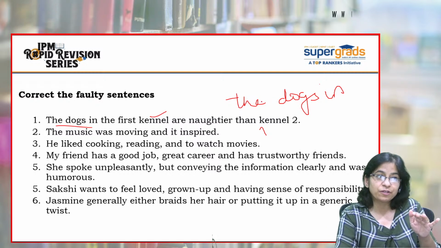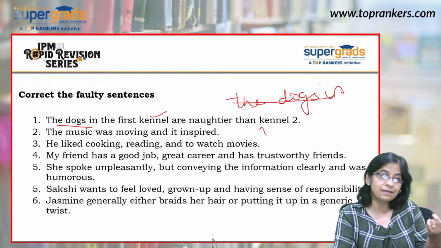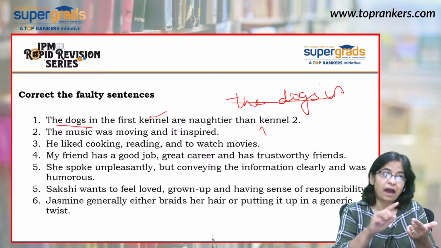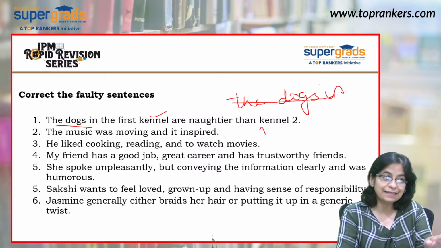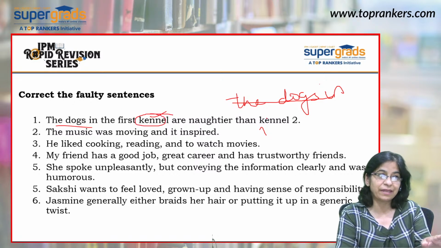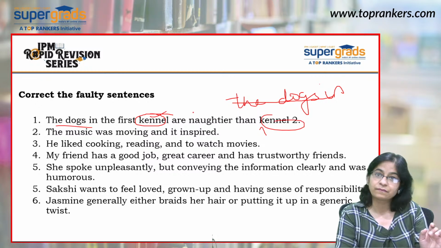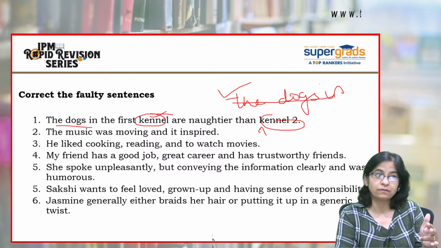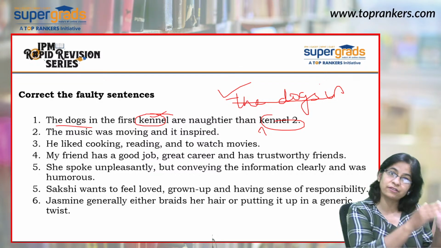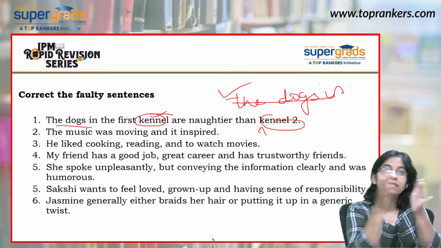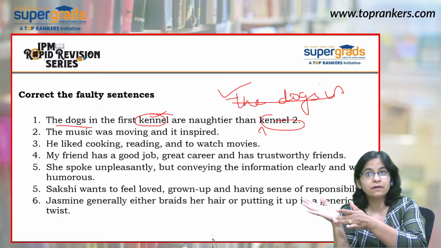Now, if I remove this part, what was the sentence? The dogs in kennel 1 are naughtier than kennel 2. In this structure, we were actually comparing the two kennels and not the dogs. But when we put in the words the dogs, the structure becomes parallel. We are actually comparing the dogs of the first kennel to the dogs in the second kennel.